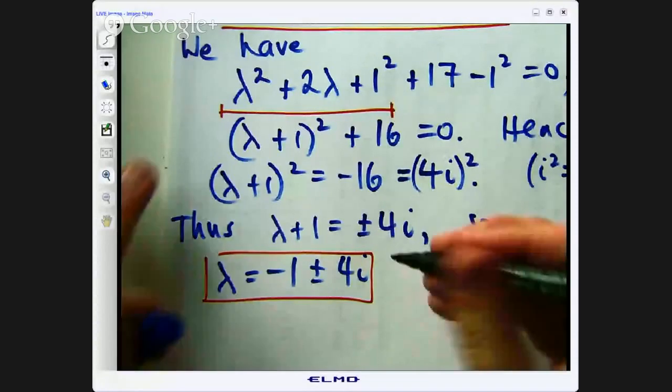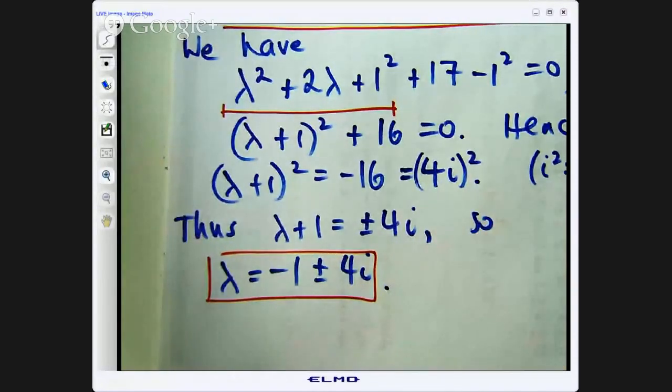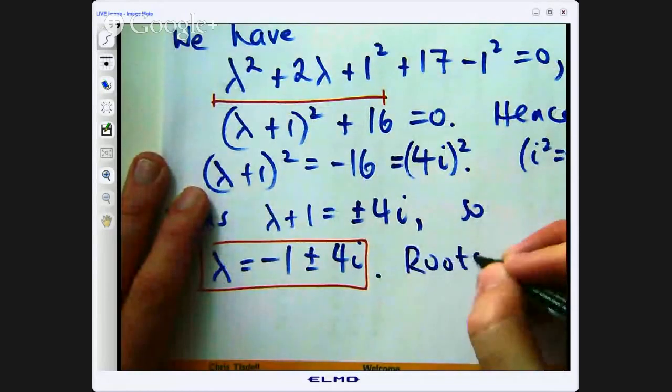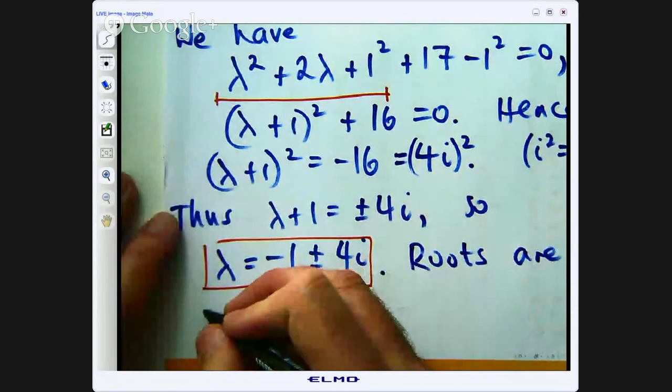Okay, so we've solved this characteristic equation. It took us a few lines. We've come up with complex values for our lambdas. Now, in this case, when we have complex values, this tells us that the solution to the original differential equation is of a special form. So let me share that with you. Okay, so we flag that the roots to our quadratic equation are complex.